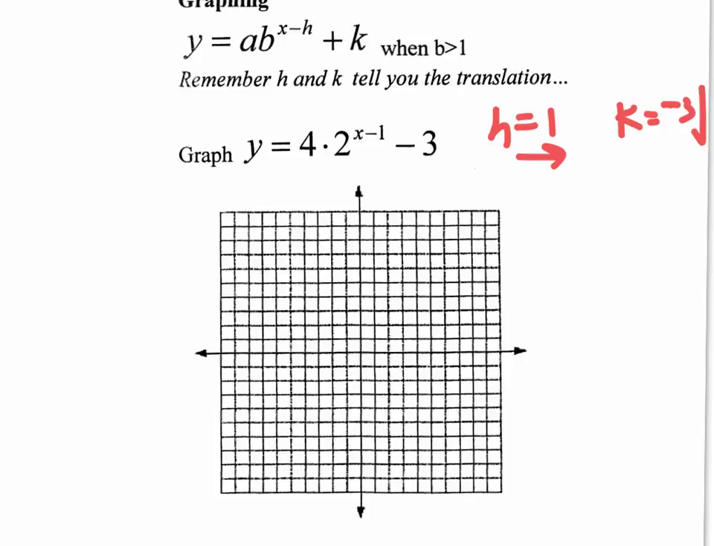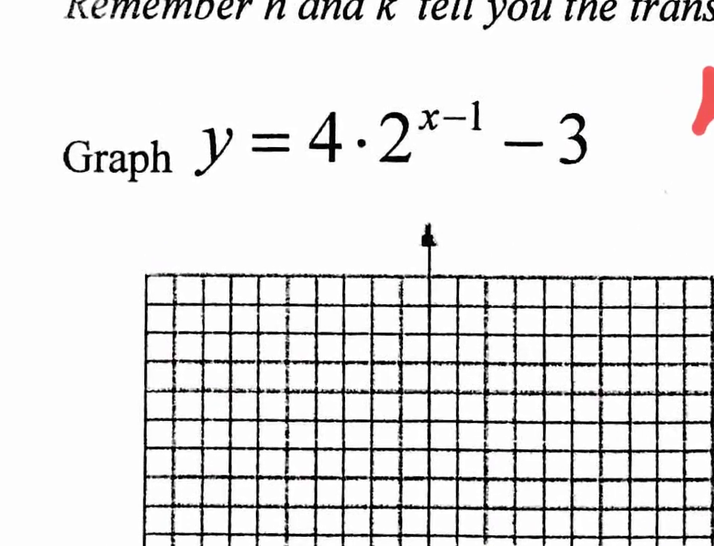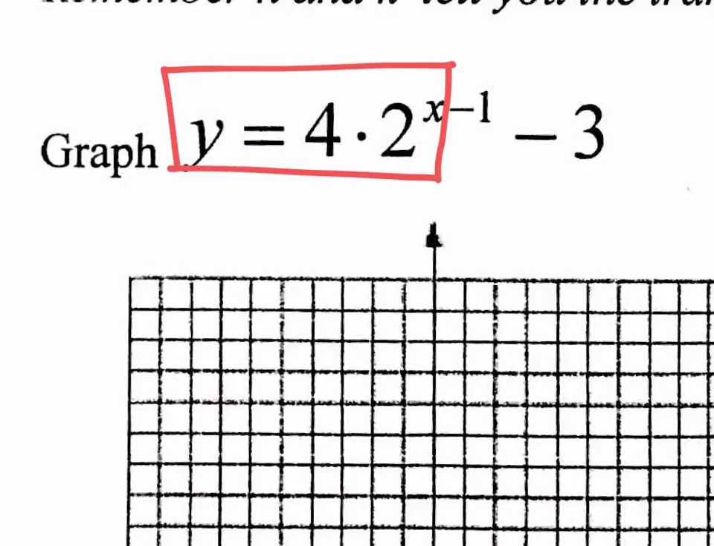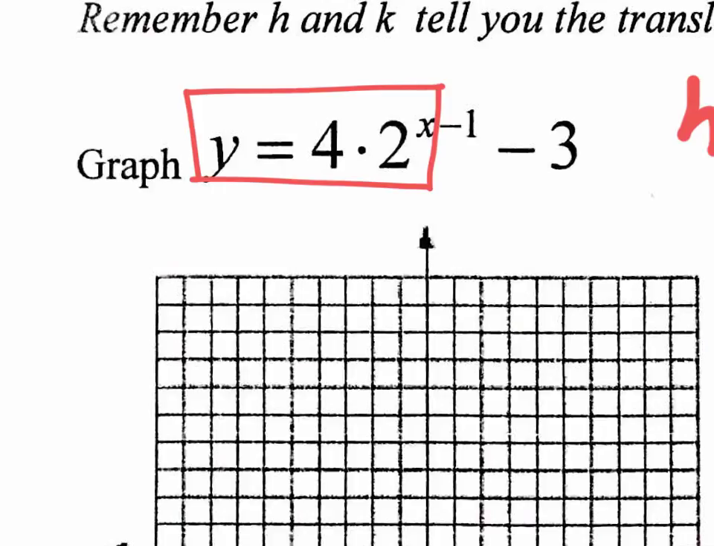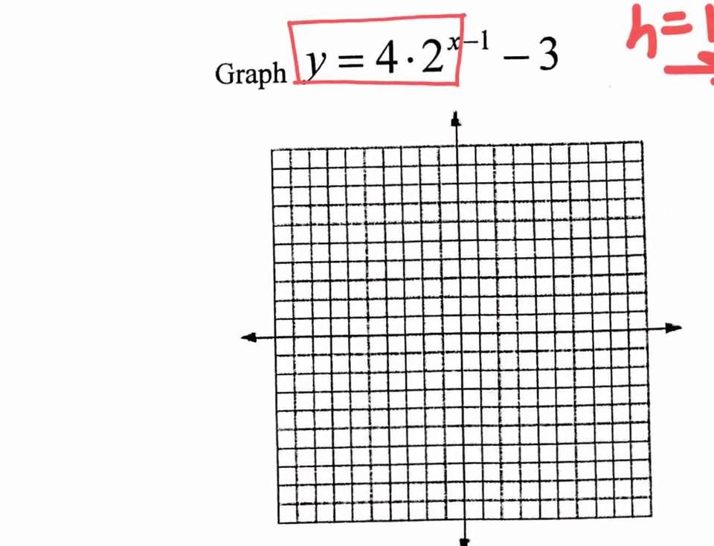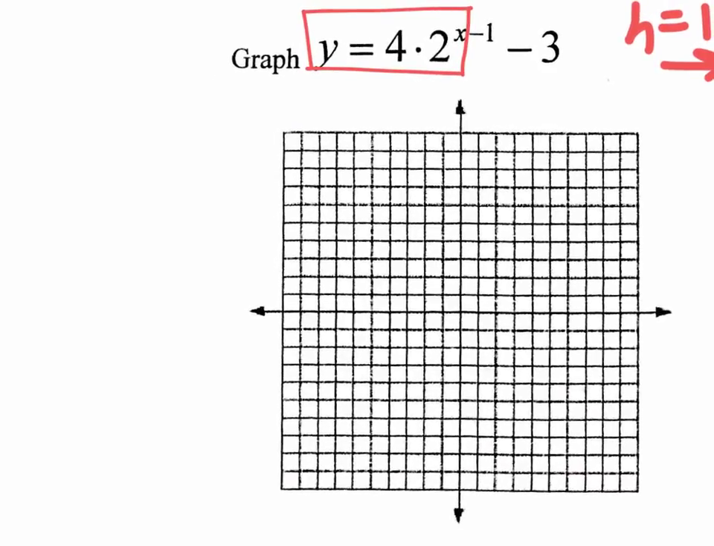So once you identify h and k, what I like to do is box in the function ignoring h and k, leaving out h and k. So I really have this function y equals 4 times 2 to the x power. The a value is 4, the base is 2. Don't make the mistake of calling the base 8. The base is not 8, the base is 2. The a value is 4.